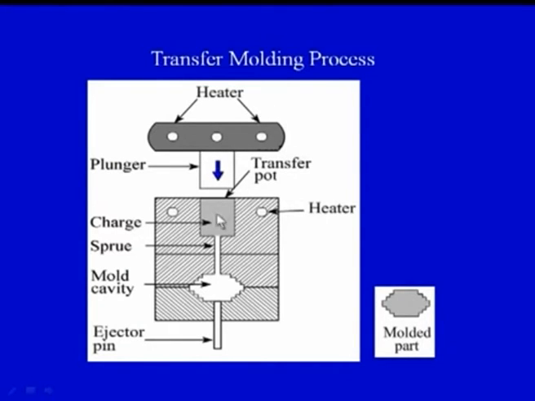This is the plunger. This is again, as I have mentioned in the diagram, the transfer pot where we have the charge or the polymer charge. This is the molten plastic or the polymer charge. This is called the sprue. Then again there are heating elements to heat the charge. So, when this is in the molten state, this transfer pot would be subjected to pressure from this mechanism, and the charge would travel along this sprue into the final shape or into the final cavity.